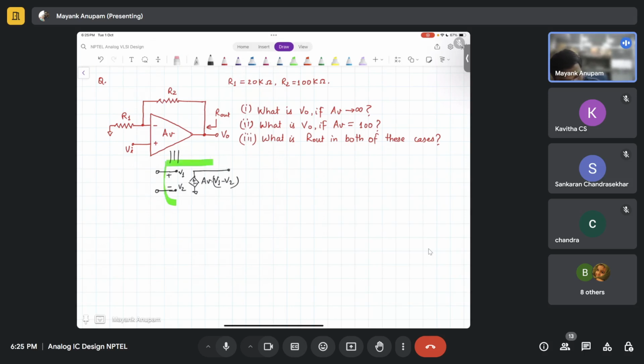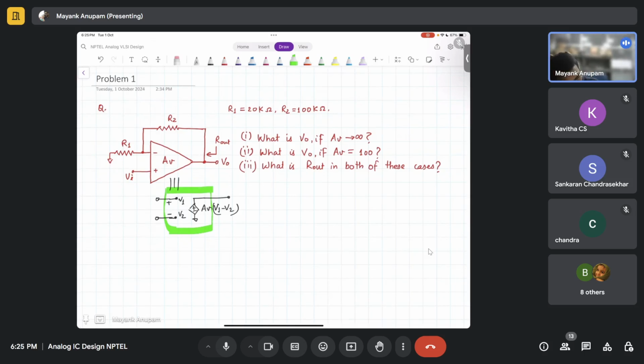Now that you know that, answer these questions. What is V naught if AV tends to infinity? I would like you to answer. When I was framing this question, I didn't want to answer it myself. This should come as quickly as possible from you guys. This is a classic op amp problem. This becomes an ideal op amp, isn't it? So what is going to be the value of V0?